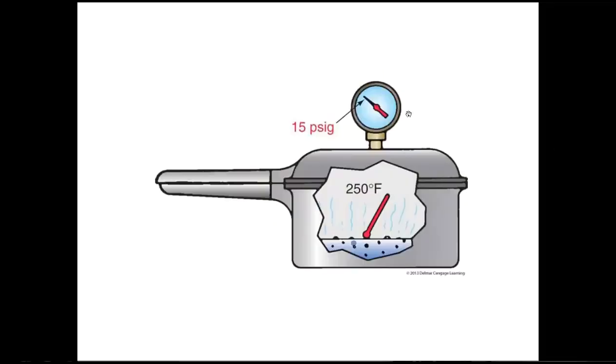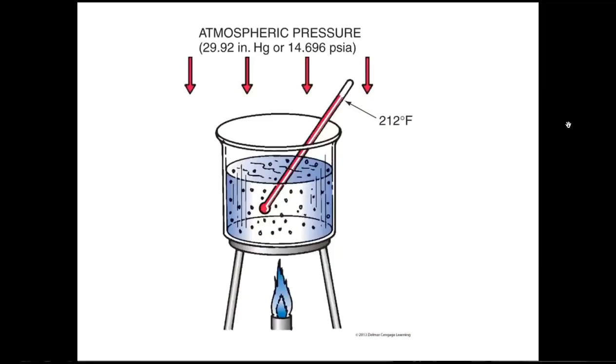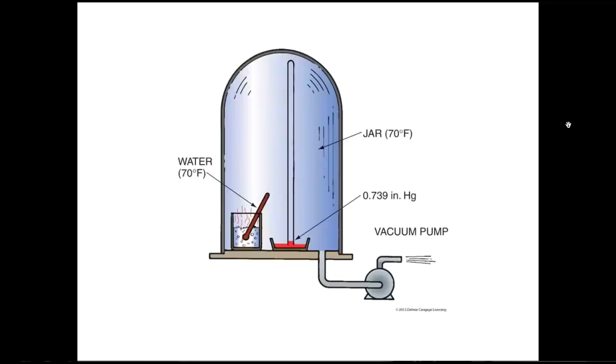So at 15 psi in a pressure cooker, water doesn't change state until it hits the 250 degree Fahrenheit range. And that's when it hits saturation, where both liquid and vapor are present. And if we add heat, it's going to change state from liquid to vapor. And if we remove heat, it's going to change state from vapor to liquid. Okay, and this is just an example. If we have a bell jar and we have a vacuum pump and vac it out, we can make water change state at 70 degrees Fahrenheit.